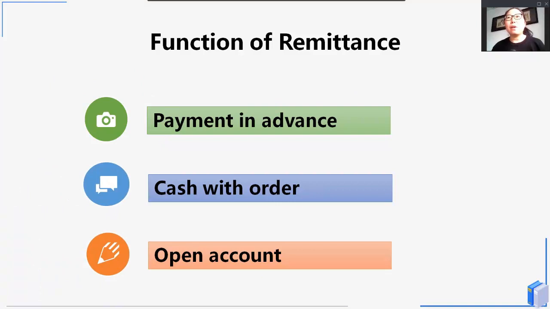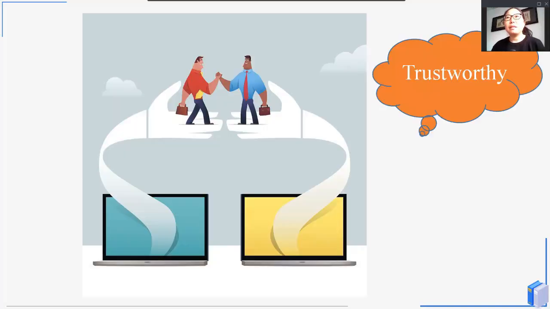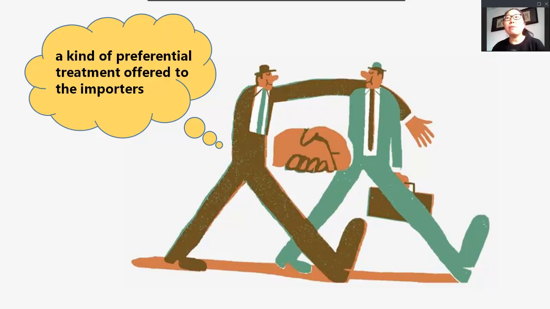And remittance is often used in payment in advance, 预付款, cash with order, 货到付款, and open account, 赊销. Therefore, either the exporter or the importer takes risk in remittance. Usually, it is used between companies that are trustworthy to each other in formal transactions. When the exporter is widening his market, remittance can be used as a kind of preferential treatment offered to the importers.